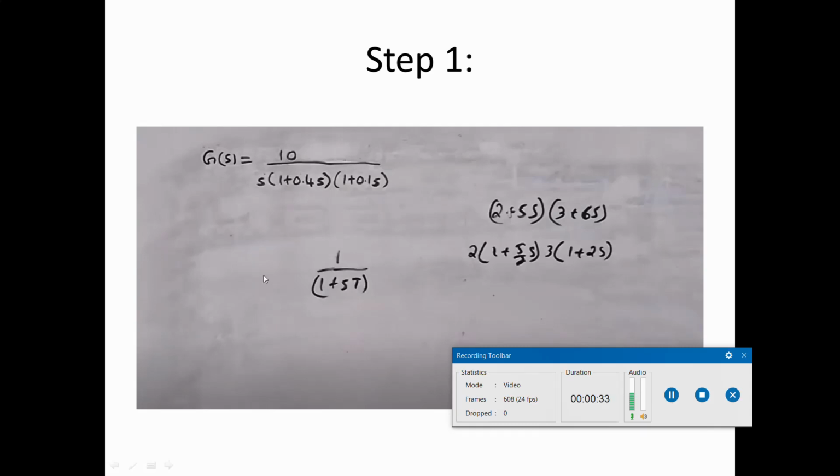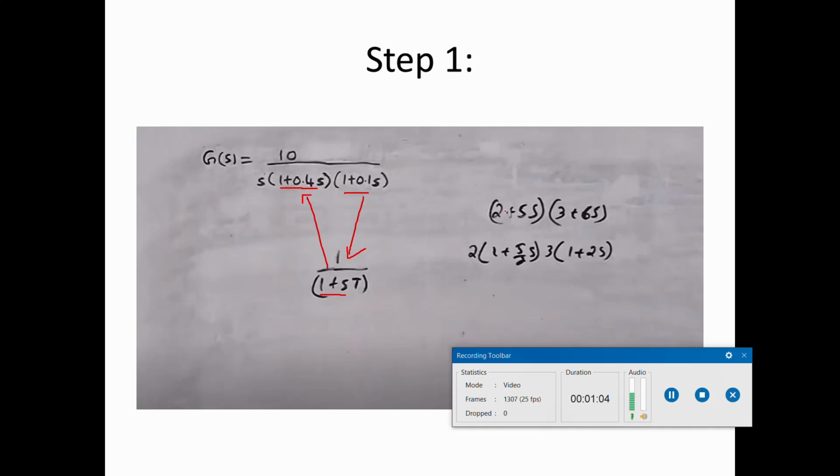So the very first step is that we need to check what all the parameters are there, whether they are in this format, that is 1 plus s into t format. So for example, if we consider here, we can find out that it is 1 plus 0.4s, which is in this format. And also we are having one more parameter, which is 1 plus 0.1s, so this is also in this format. So that's why this given problem comes under the given condition.